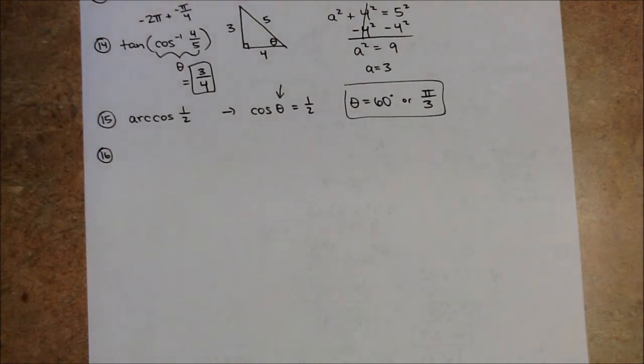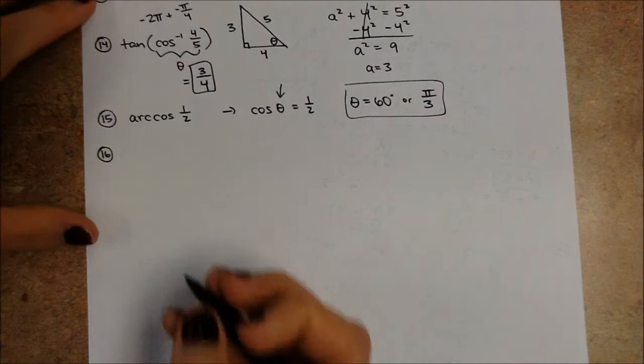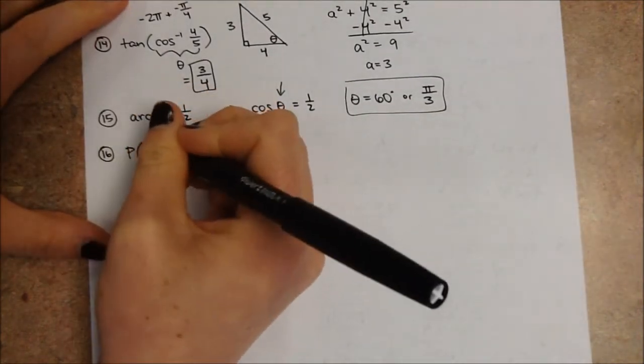Okay, number 16, terminal side of angle theta in standard position intersects the unit circle at this point.